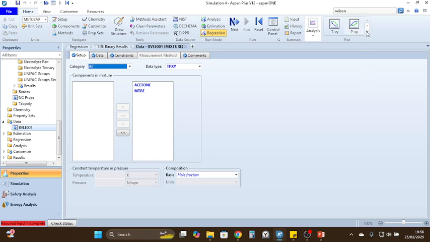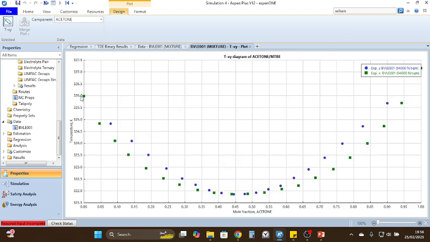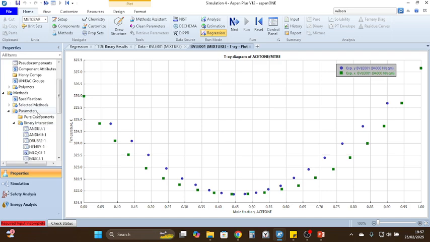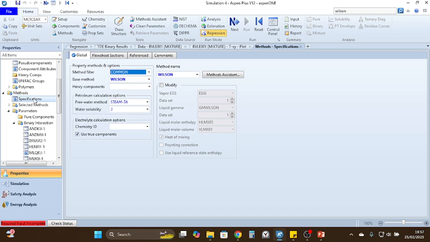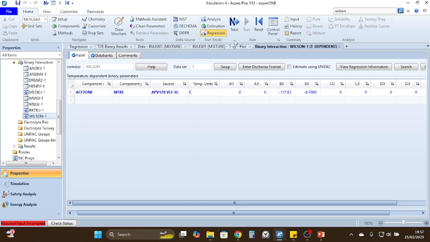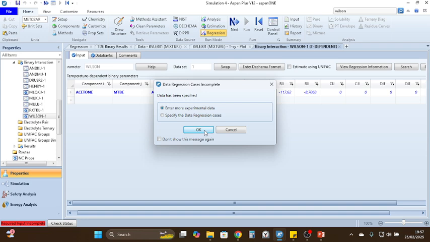For this data, if we plot the TXY, then we get a graph like this. This is for the experimental data, and this is the notation of the graph, that is BVL001. Now if we go to home, and from the property method that we have selected, Wilson, we have this property method. Let me select next.